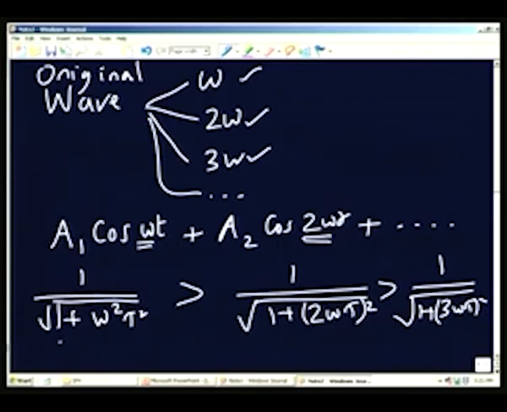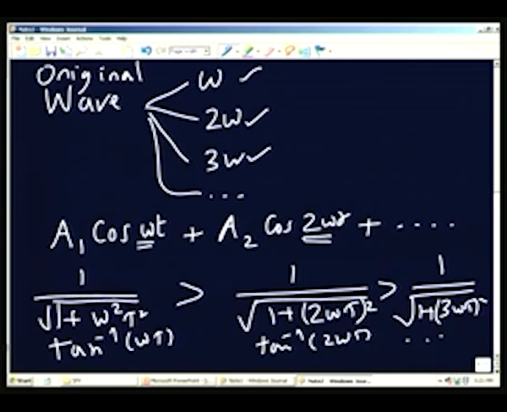And number 2, the phase lag will be tan inverse omega tau, this will be tan inverse 2 omega tau, and so on and so forth. That means the phase lag is also changing. There is a shift in the response with respect to time, and also a change in the amplitude of each one of these components. Therefore, you are going to have some distortion in the shape of the wave.